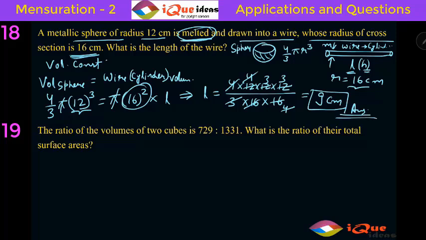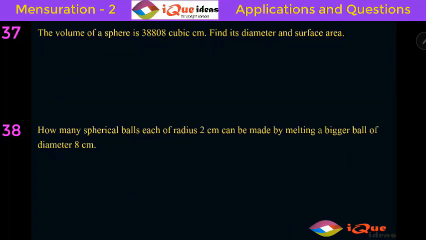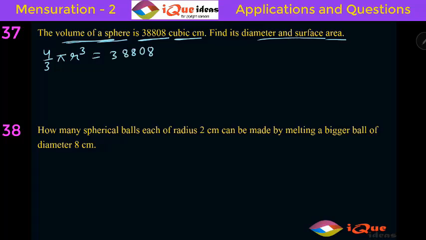So this was a good, beautiful question. Okay. Now this question says the volume of a sphere is 38808 centimeter cube. Find its diameter and surface area. All right. The direct formula for the volume of sphere is 4 by 3 pi r cube. That is given 38808. All right. So put the values: 4 by 3 into pi, which is 22 by 7, into r cube is equal to 38808.